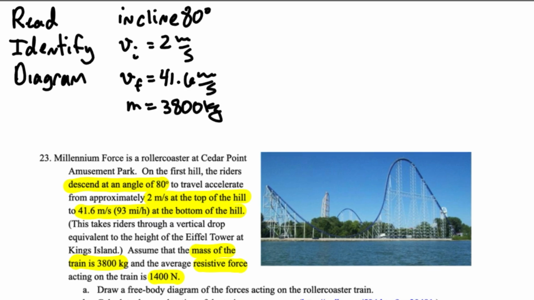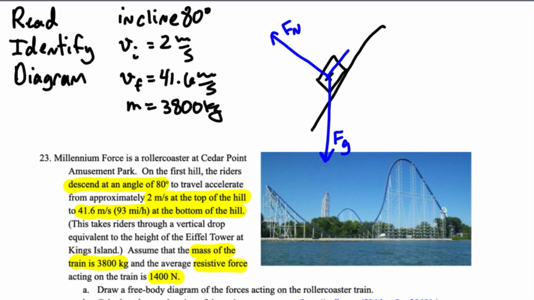Now we're going to diagram and identify all the forces on there. Object on the incline, we've got the weight going straight down, the normal force supporting, and a resistive force of 1400 newtons. Now solve by setting up a Newton's second law equation.